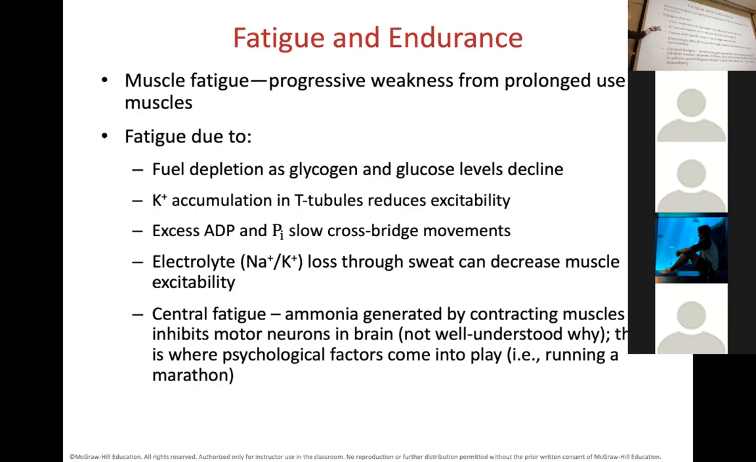These next 2 are sort of issues with different molecules and ions gumming up the works, is a way to think of it. Too much potassium or too much ADP can slow everything down. Too much potassium in the T tubules, which is where that electrical signal, the action potential, goes into the cell to release the calcium, can slow down that action potential, which means less calcium is released, which means fewer or slower contractions of the muscles.